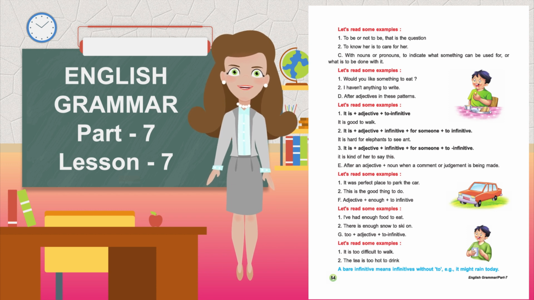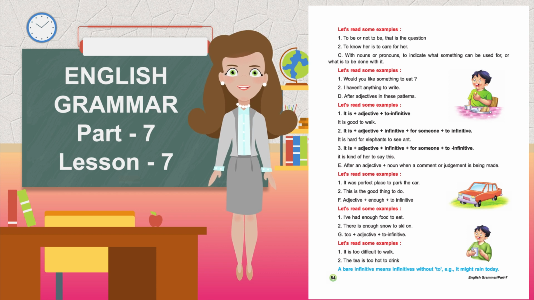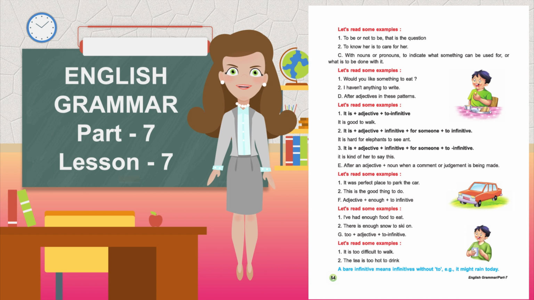D. After adjectives in these patterns. Let's read some examples. First, it is plus adjective plus to infinitive. It is good to walk. Second, it is plus adjective plus for someone plus to infinitive. It is hard for elephants to see ants. Third, it is plus adjective plus of someone plus to infinitive. It is kind of her to say this.